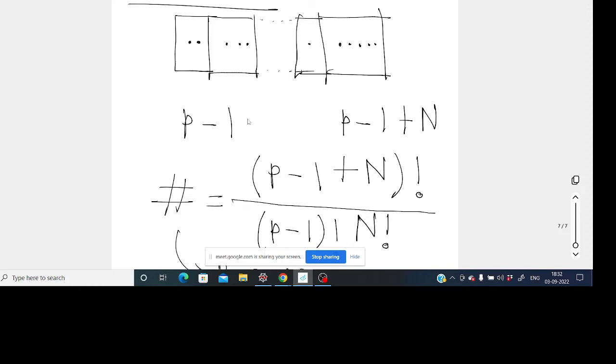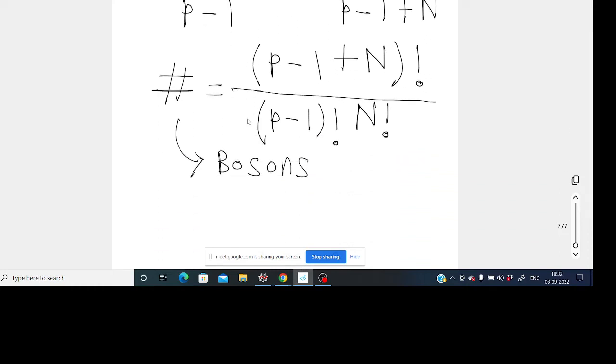Oh, sir, why are we dividing by p minus 1 factorial? These borders are identical, right? You cannot separate them, right? They are identical. So you have to divide by p minus 1 factorial. For the similar reason, you have to divide by n factorial, okay? Because the particles are also identical. Okay, sir. Okay, fine.